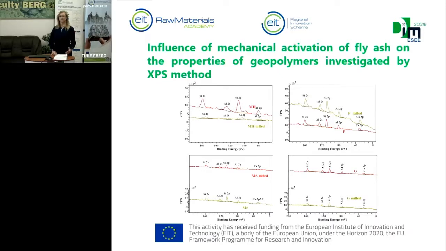These lines, the red lines, are the spectra before the milling, and the yellow spectra are after the milling. From the obtained spectra of the 4 samples, we can see changes in the peak positions of silica and aluminium atoms, which indicate the dissolution of the elements in alkaline solution.